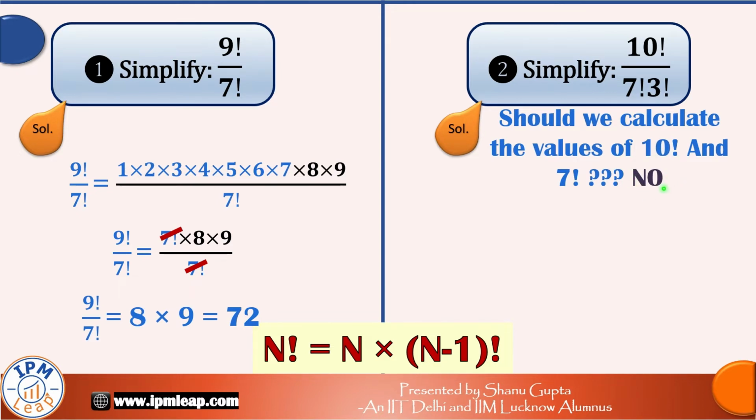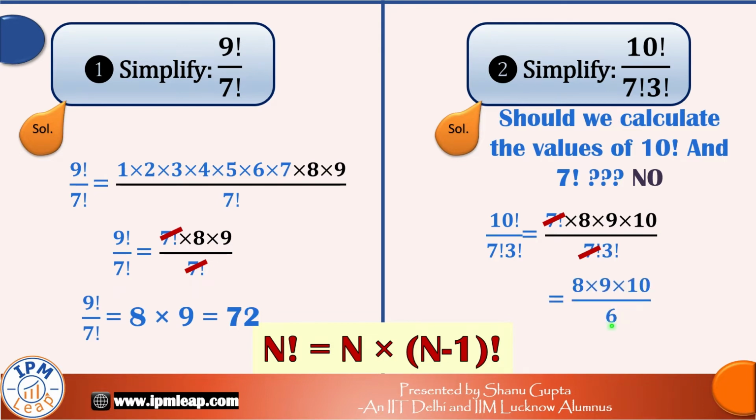So what we will do is pick the larger number out of 7 factorial and 3 factorial, which is 7 factorial, and write the numerator 10 factorial in terms of 7 factorial. As we know that 10 factorial is equal to 7 factorial into 8 into 9 into 10. 7 factorial gets cancelled in the numerator and denominator, and 3 factorial is equal to 6. So we can write that value. Simplifying the numerator and denominator even further, we get the value of 10 factorial over 7 factorial 3 factorial as 120.